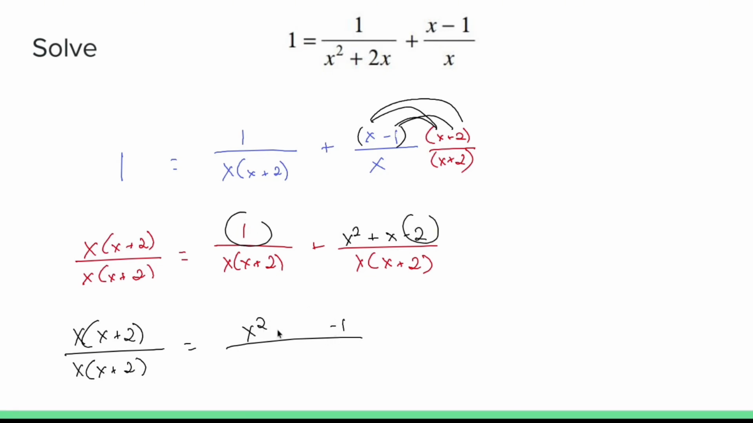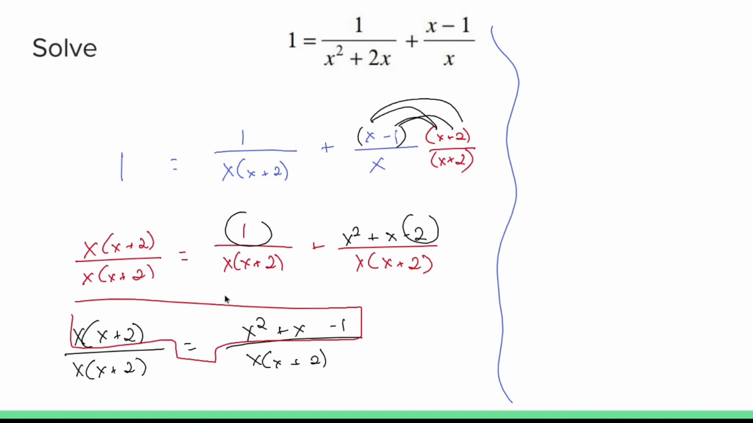So x squared plus x minus 1 over x times x plus 2 equals the right side. Now, since the denominators are the same and we're equaling each other, what we can do is just set this top stuff equal to each other. That's a little rule that we're allowed to do. Now, before I do too much, why don't I distribute that? x squared plus 2x equals x squared plus x minus 1. The x squared on the left and the x squared on the right are going to cancel each other out, leaving us with 2x equals x minus 1.